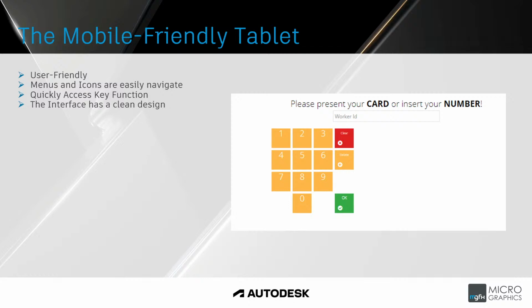Now, the tablet screen interface is tailored to be easily accessible with touch-friendly menus and icons that just make navigation easy. Users can quickly access essential functions such as work orders, machine status, inventory, and performance metrics. The interface maintains a clean design, ensuring that information is easily readable on a smaller screen without cluttering the display.